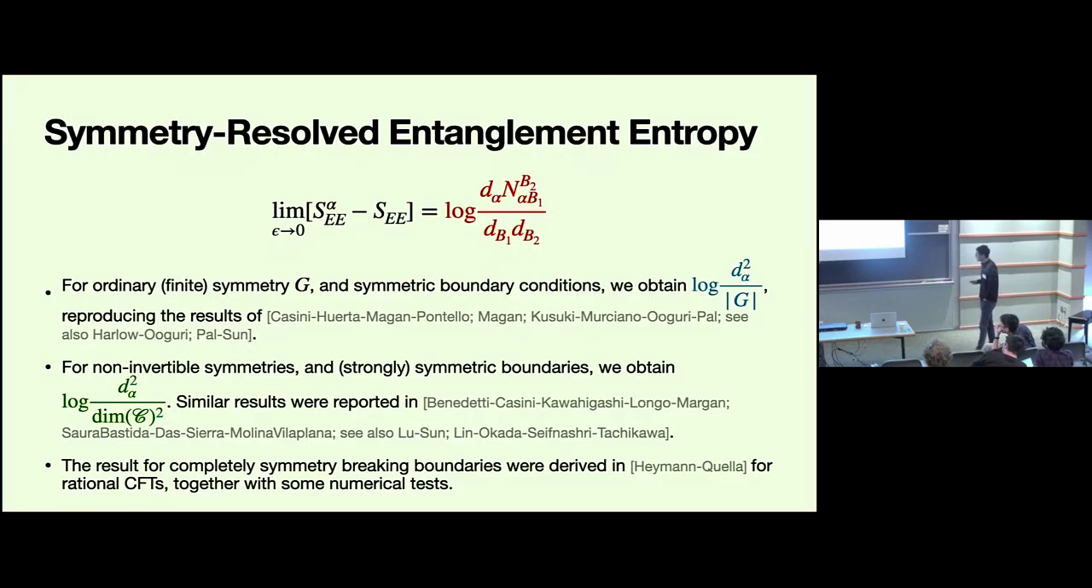And on the other hand, if we do a fusion category symmetry, some non-invertible symmetry, and if we impose a symmetric boundary condition, then this reduces to the following expression. Well, the order of G in the invertible case is basically replaced by the total quantum dimension of the fusion category. And a similar formula also appeared in many recent papers. And finally, the result for completely symmetry breaking boundaries was derived for diagonal rational CFTs by these authors. And in that case, they performed some numerical tests and found agreement.